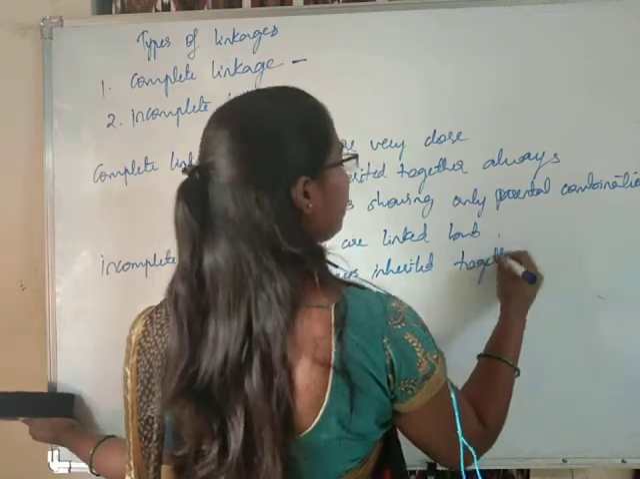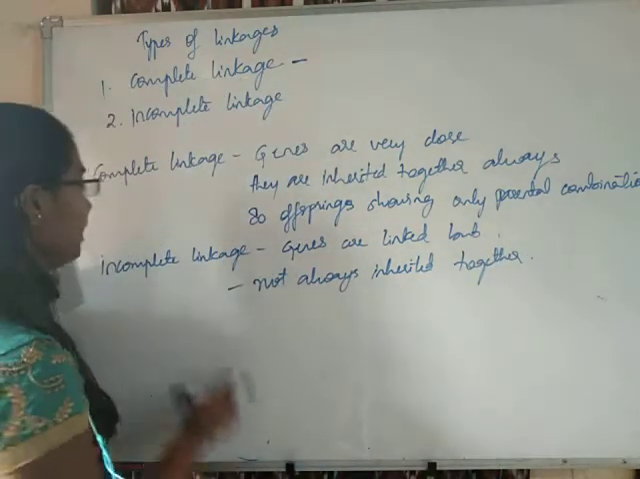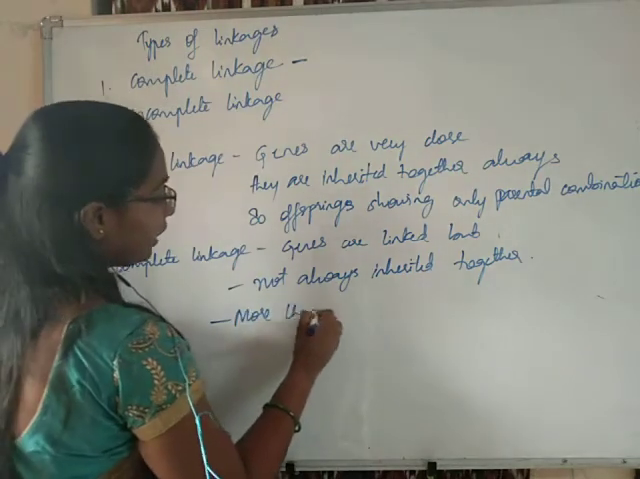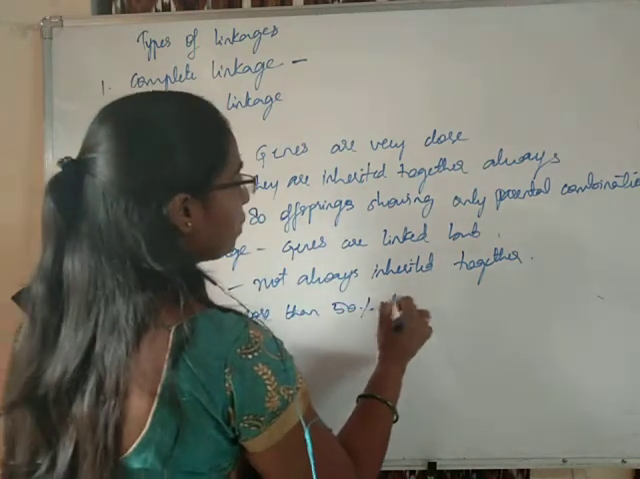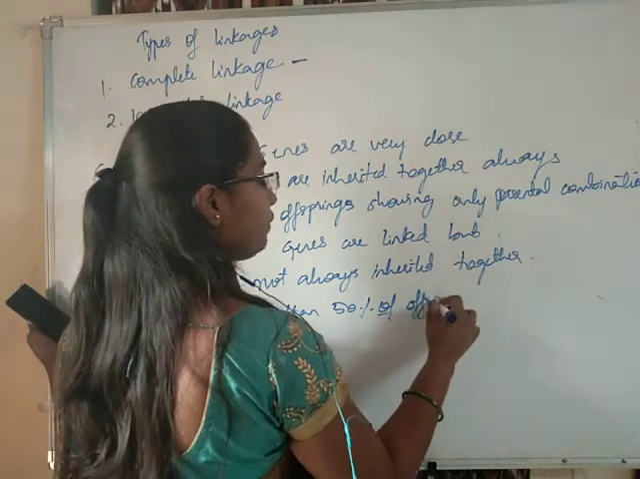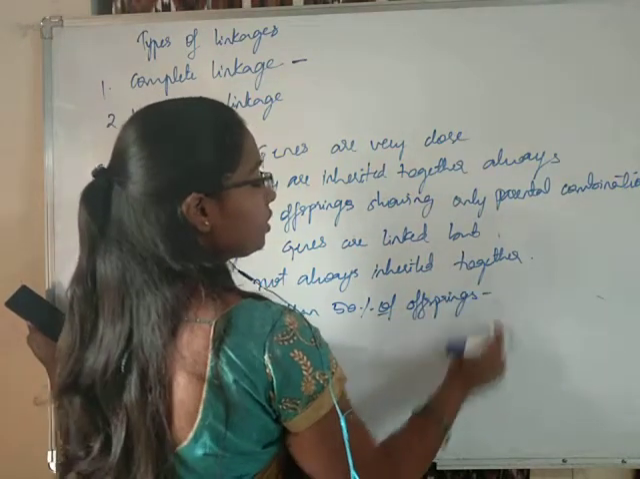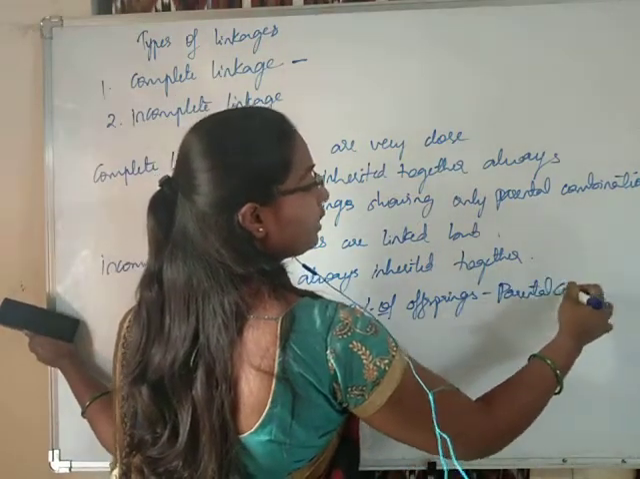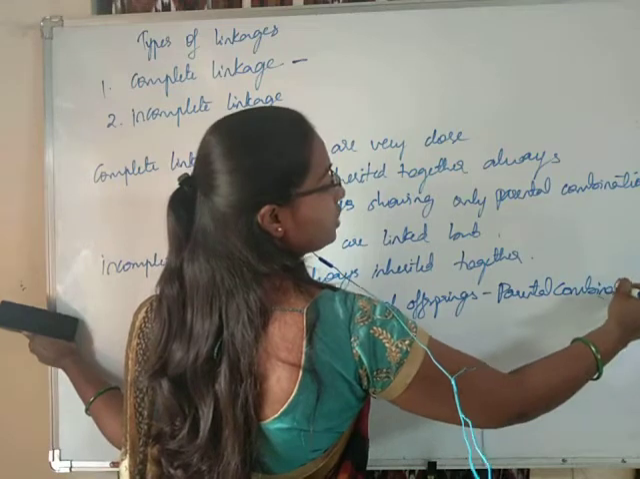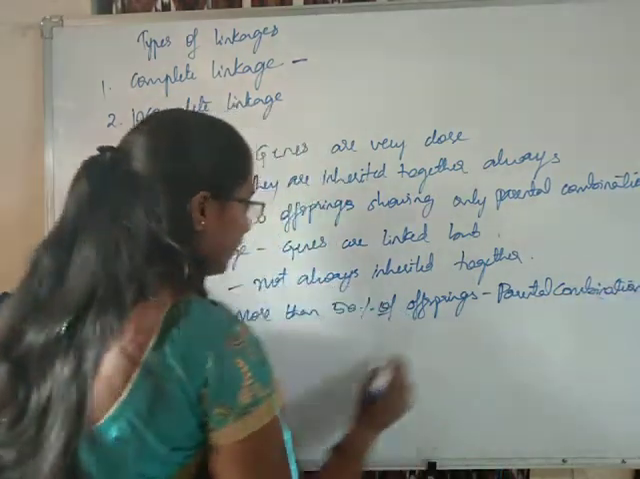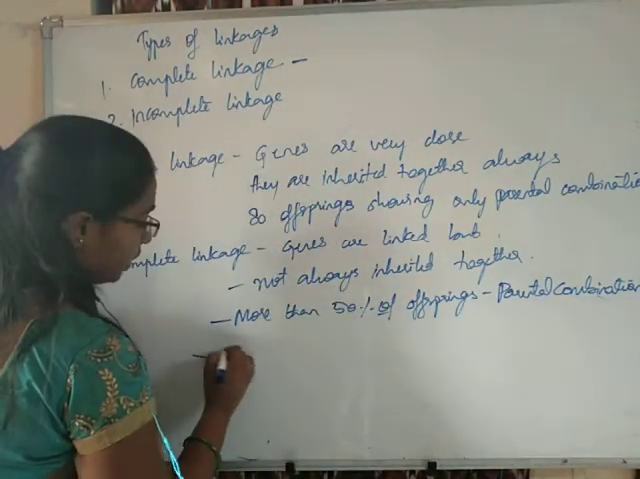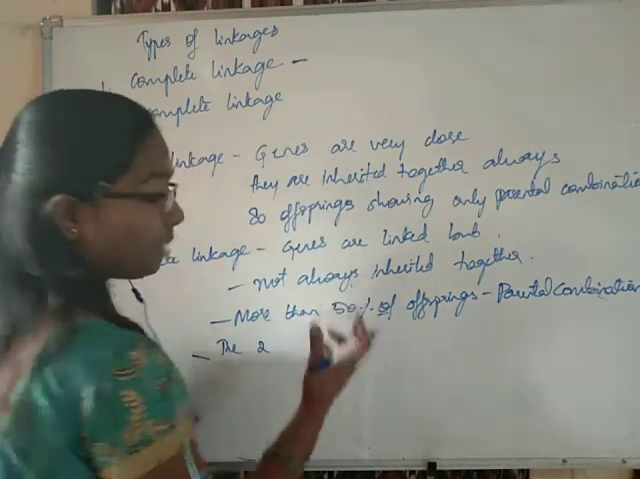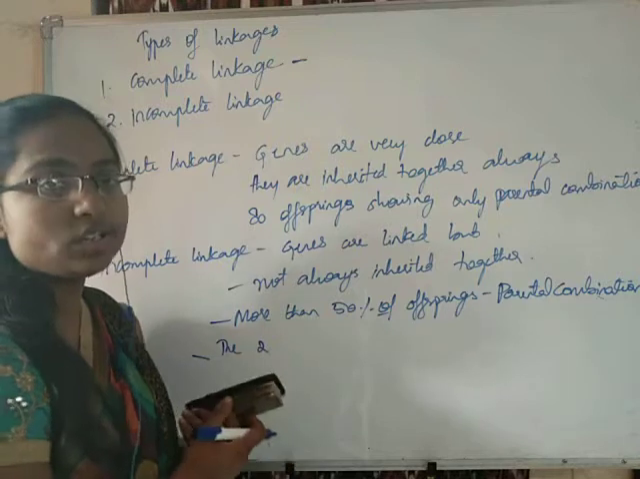Okay. But not always inherited together. In this case of incomplete linkage, more than 50% of the offspring show parental combinations. And the two different combinations of the two different parents are there, right? So, two different combinations will be seen.